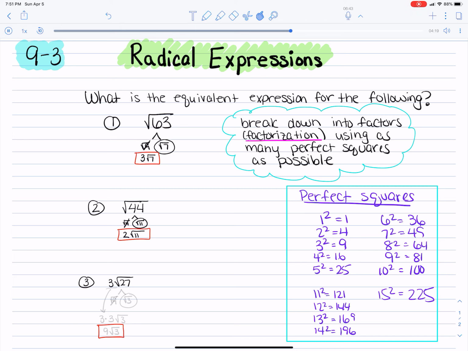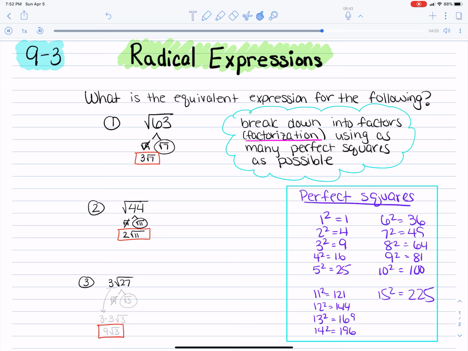All right, so number 3, we have 3 radical 27. So we're still going to factor inside the radical like we did in numbers 1 and 2. The only difference is here I have a number outside of my radical. So just like when we have coefficients outside of our variables, and they don't have a sign in between, that means they're being multiplied. If I had, for instance, 2x, well, that means 2 times x. Here I have 3 radical 27, well, that means 3 times the square root of 27.